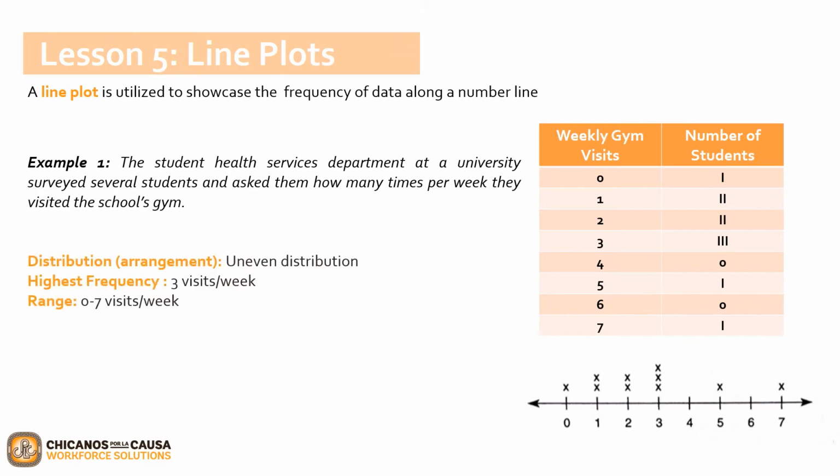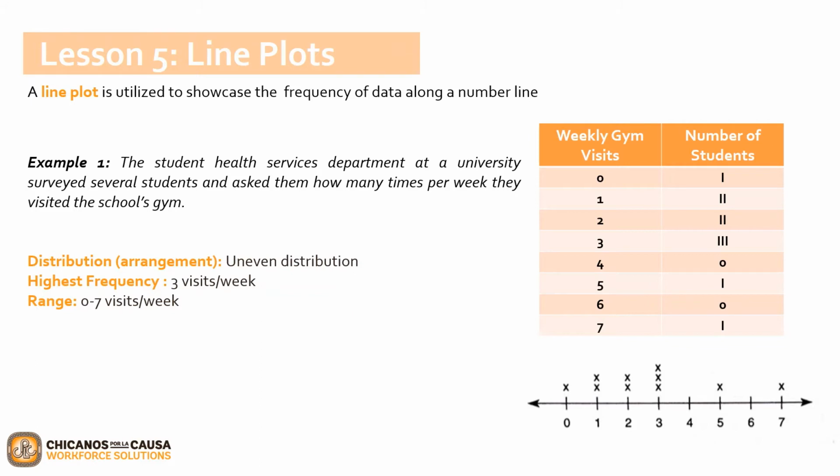If we want to look at the distribution or the arrangement of data on this line plot, we can notice that it is an uneven distribution because there is not the same number of X marks across each digit. So we don't see the same number of X's from 0 to 7. So they vary from 0 to 3. Now, we can see that the highest frequency of visits is 3. If we look at our line plot, the number that has the most X's is 3. So therefore, it's the highest frequency.